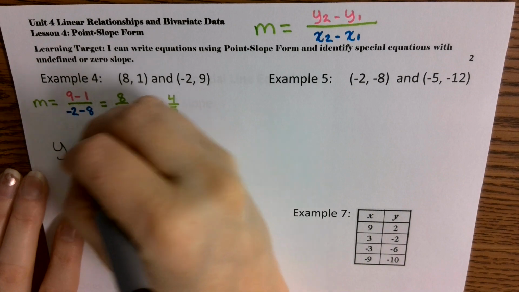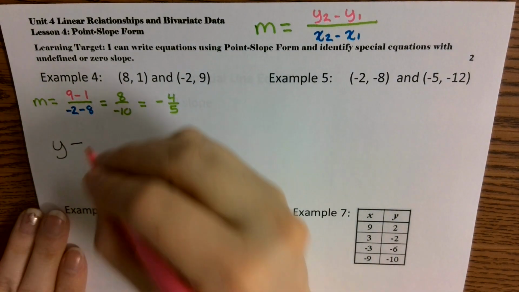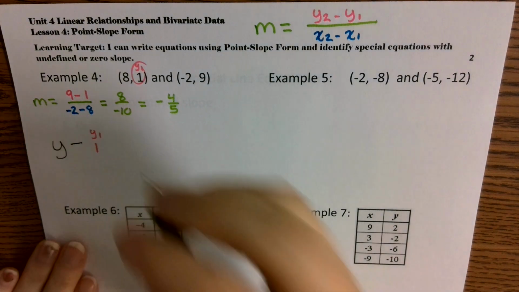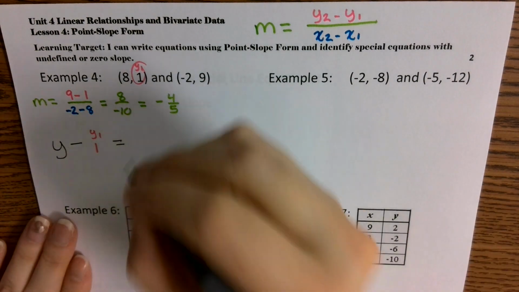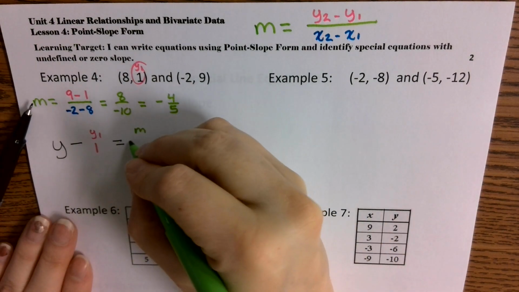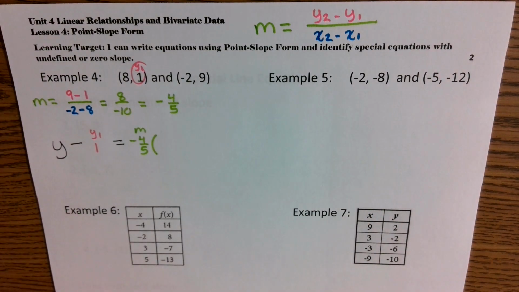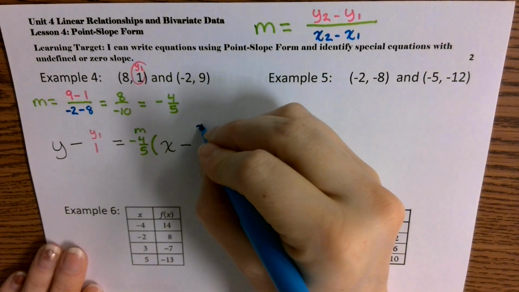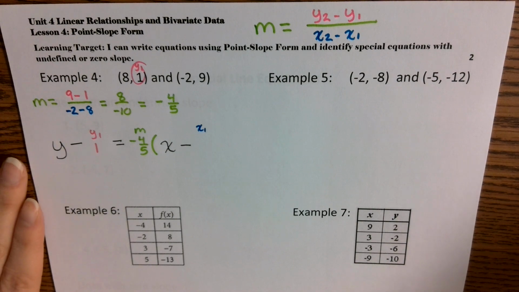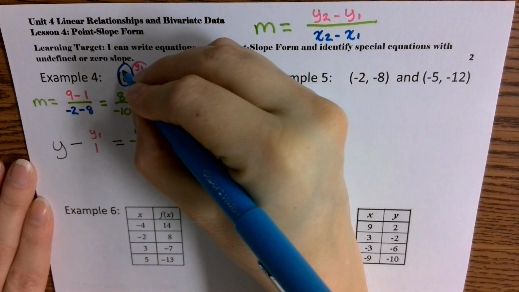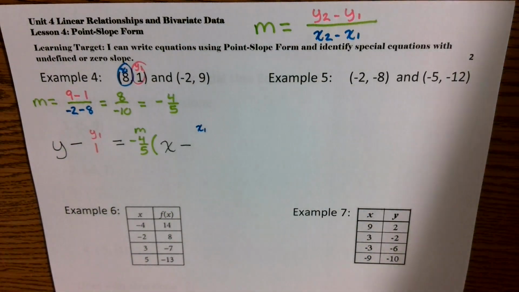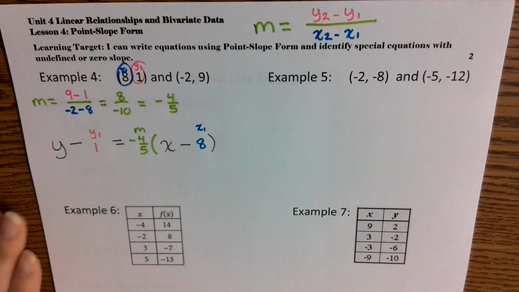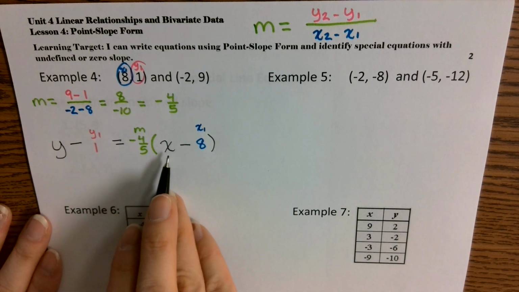So I'm going to do y minus, and that's going to be my y1 value. So I can do minus the 1. Here's my y1. Equals my slope, which is my negative 4/5, times x minus, and then whatever my x1 value is. What was my x1? What was my x value? 8. So my x1 value was an 8. There's my equation. Y minus 1 is equal to negative 4/5 times x minus 8.